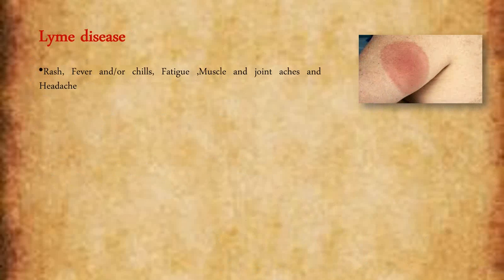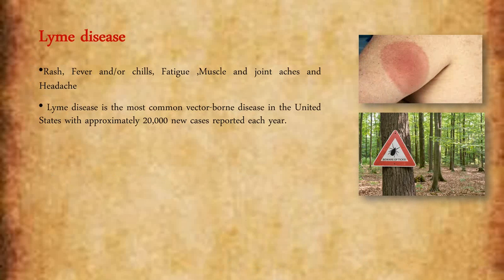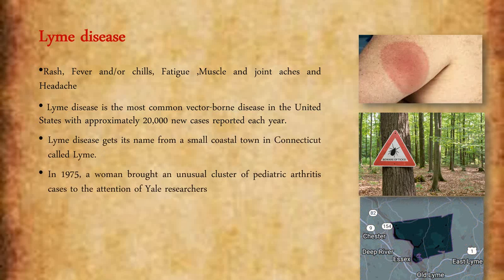Lyme disease is rash, fever, chills, fatigue, muscle and joint aches with headache. Lyme disease is the most common vector-borne disease in the United States. And there are certain areas where this sign is put just to warn the residents. In 1975, a woman is the one who discovered there is something abnormal and brought many patients with fever and chills. They started to discover the Lyme disease.